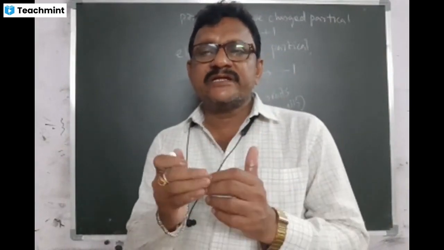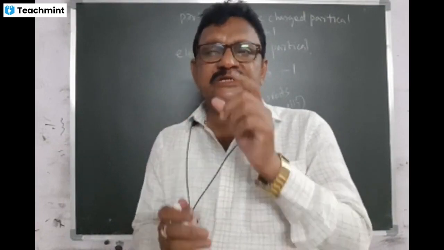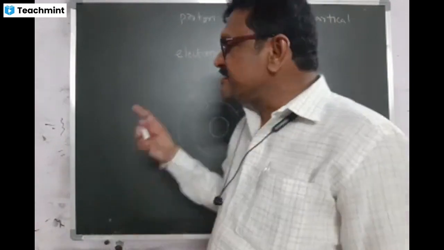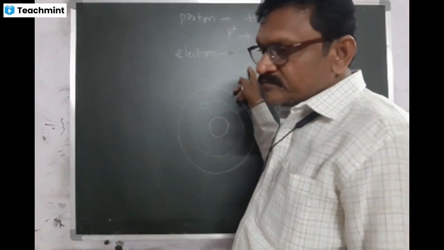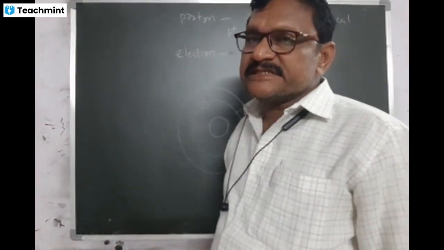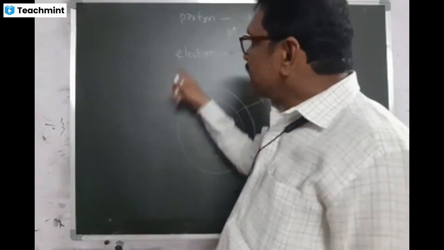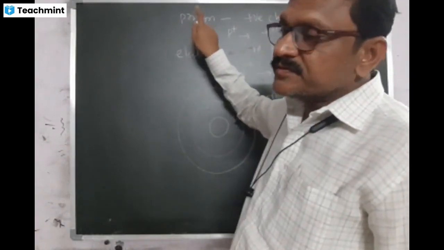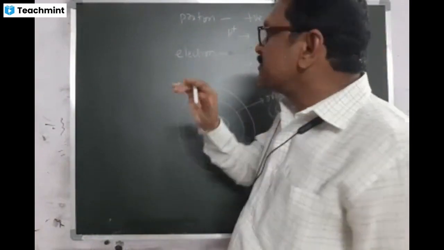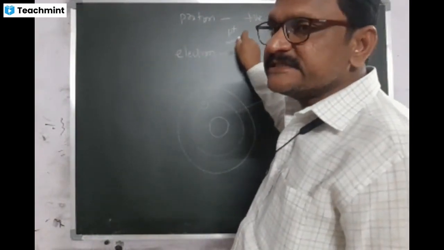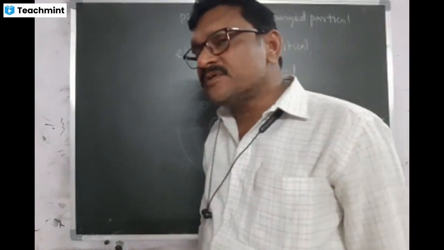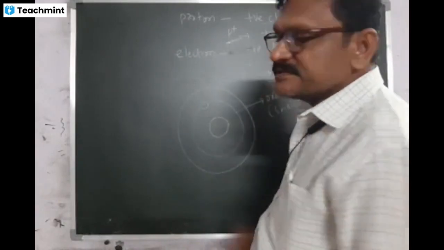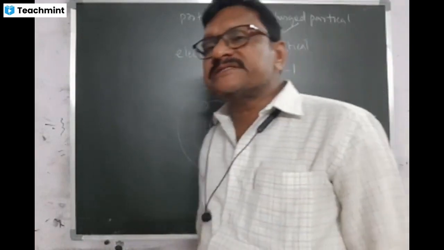Once again I will tell you, try to understand. Electron means negatively charged particle, bearing -1 unit charge. Electron is symbolized with e minus. It was discovered by scientist J.J. Thomson. When we come to another subatomic particle, that is proton. It is a positively charged particle, symbolized with P plus. The relative charge of proton is +1. Proton was discovered by scientist Goldstein.